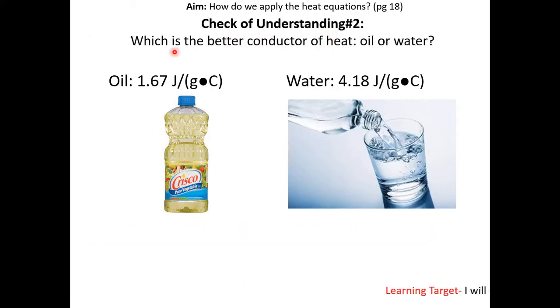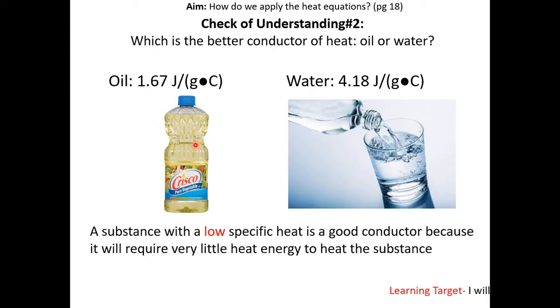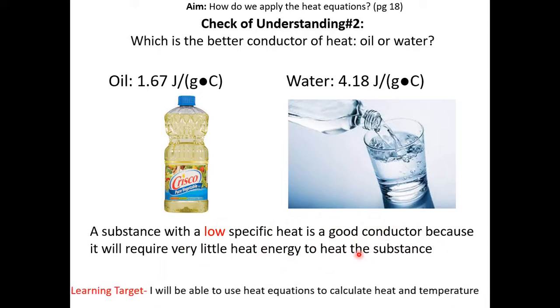Learning check number 2: which is a better conductor of heat, oil or water? So again, we have to analyze the specific heats of oil and water. Since oil has a lower specific heat, it takes less heat to raise the temperature of oil versus water. So a substance with a low specific heat is a good conductor of heat because it will require very little heat to heat up the substance.